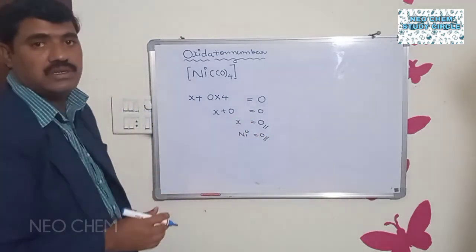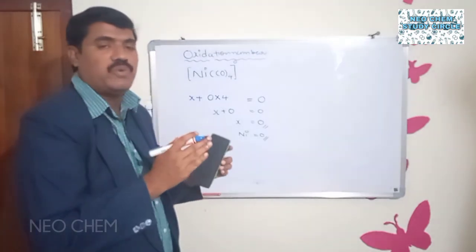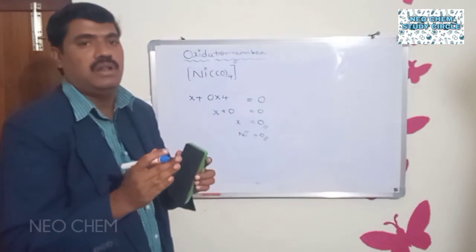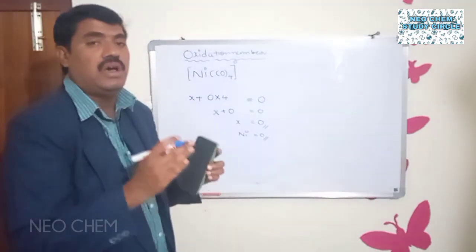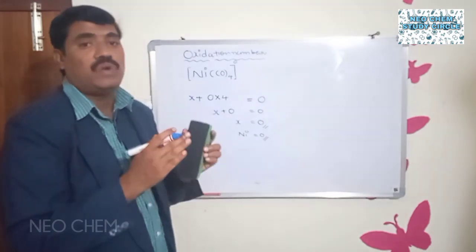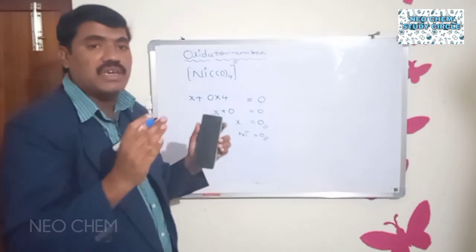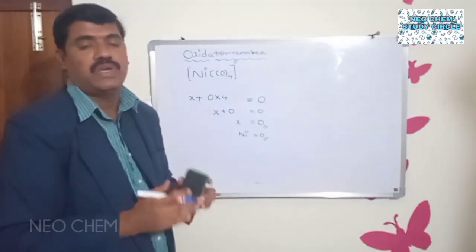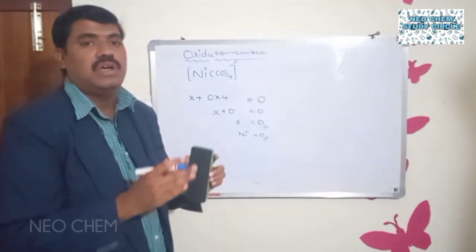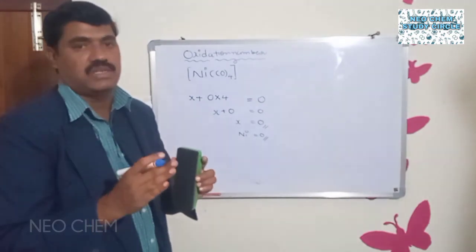So like that, the central metal atom in complex compounds may have either 0 oxidation number, or positive oxidation number, or negative oxidation number. Okay, like that, we have to identify the oxidation number of the central metal atom in the given complex compound. Okay, we will discuss the relationship between oxidation number and coordination number in the next class.